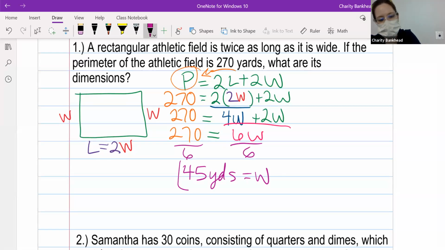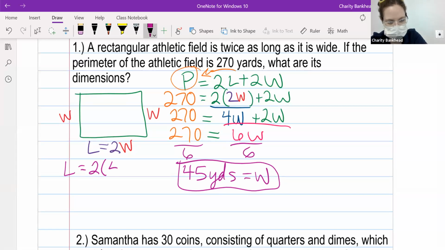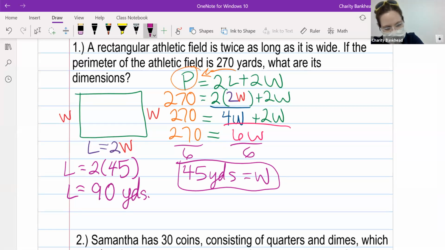So that's one of the answers, but it did ask for the dimensions, meaning the length and the width. And we already know that the length is 2 times the width. So 2 times 45 is equal to 90. So the length will be equal to 90 yards.